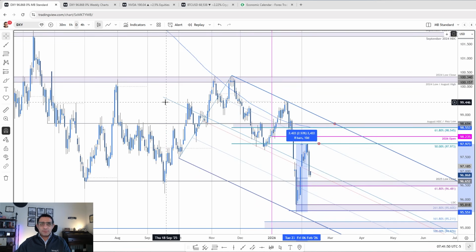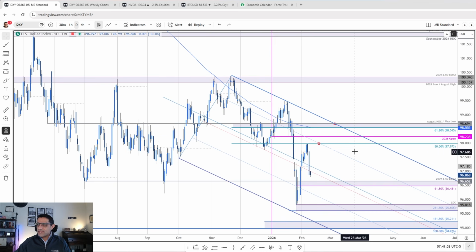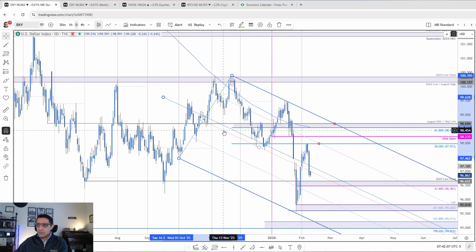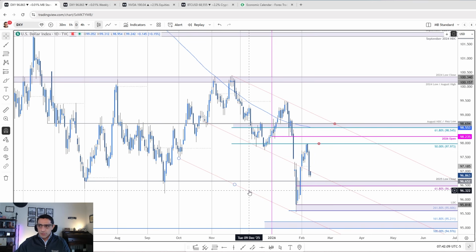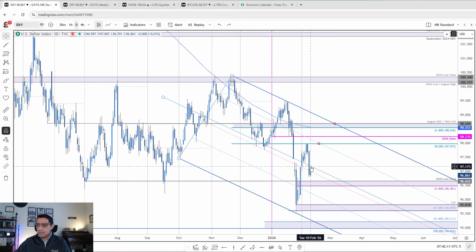Again, a 2.5% rally right off the low fizzled out right at the 50% retracement of the November decline. That gives you resistance at 97.97, and that rejected. We're now on a third consecutive daily decline. We slid below the median line of this pitchfork. This is just a pitchfork that mirrors the basic slope off the November highs. That median line break does suggest we have further downside to go.